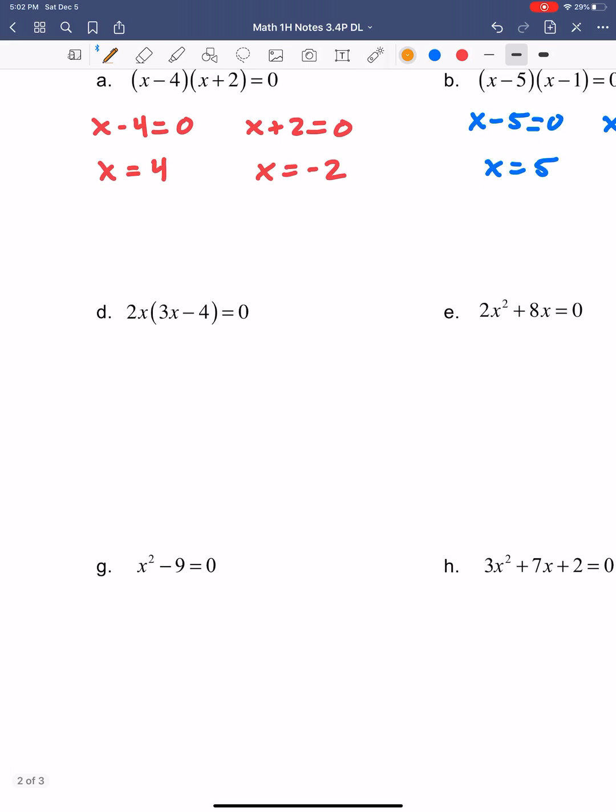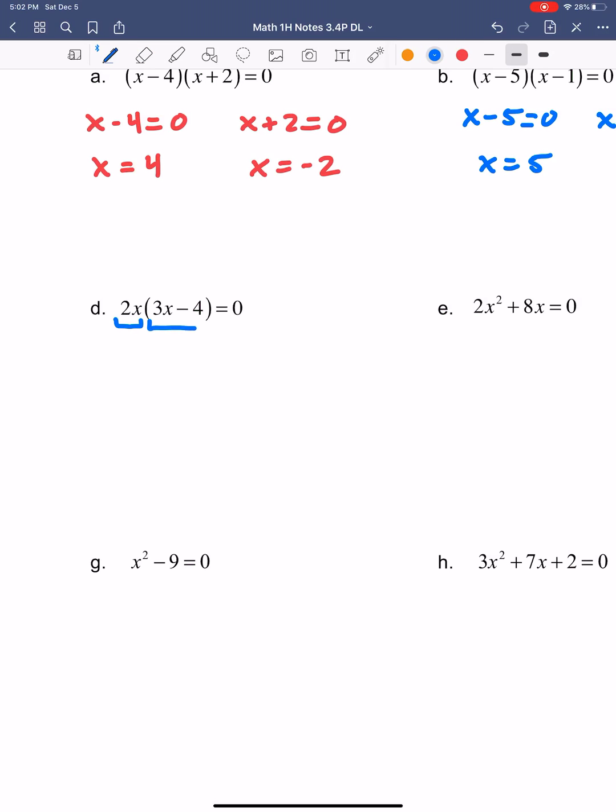Okay, same idea for letter D. Again, our two factors in this case are a monomial times a binomial, so I'm going to take both of them, set them equal to 0, so that means 2x equals 0, or 3x minus 4 equals 0. And then I would divide both sides by 2, and that means x equals 0, or over here, two-step equation, first add 4, then divide by 3, and I get x equals 4 thirds.